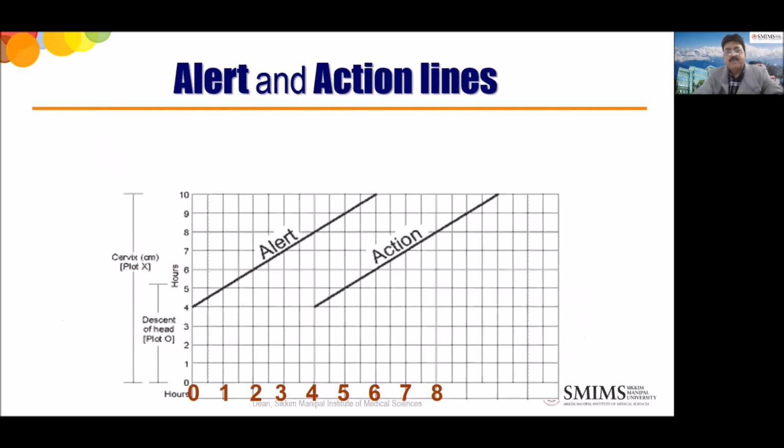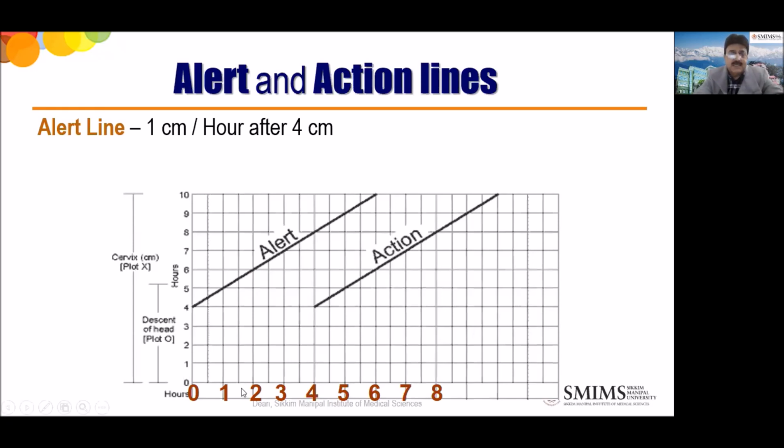Now I come to the all-important part of the partogram, that is the cervical dilatation and descent of the head. Now the cervical dilatation, all of us know, happens at a particular speed. Based on that, they have drawn 2 lines. One is called alert line, the other one is action line. The alert line is drawn on the basis of the cervical dilatation happening 1 centimeter per hour after the active phase, which is deemed to be at 4 centimeters.